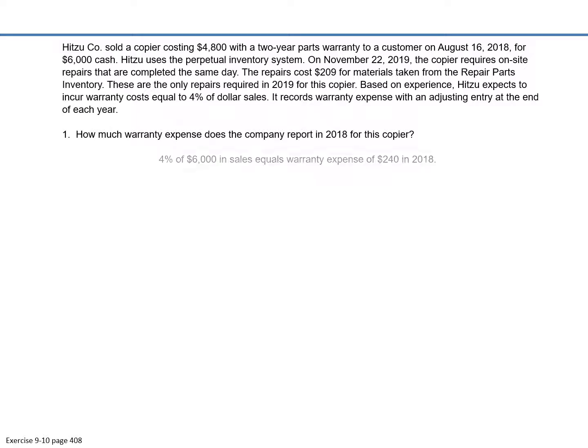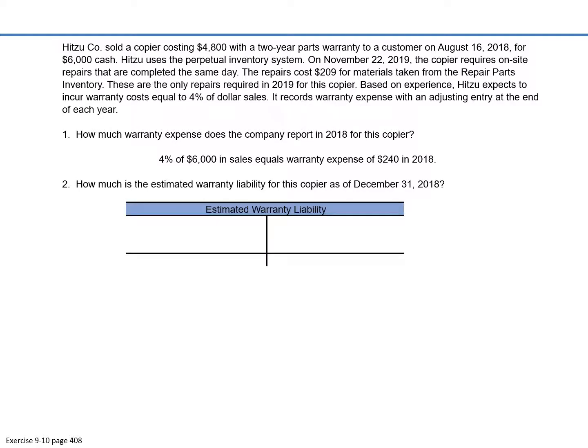So, you've got your 4% of your $6,000 in sales, which is $240 in warranty expense in 18. How much is the estimated warranty liability for this copier at December 31st, 18? So, our 2018 expense, we said, should be $240, right? 2018 repairs were 0. So December 31st, we have $240 of warranty liability on our balance sheet.